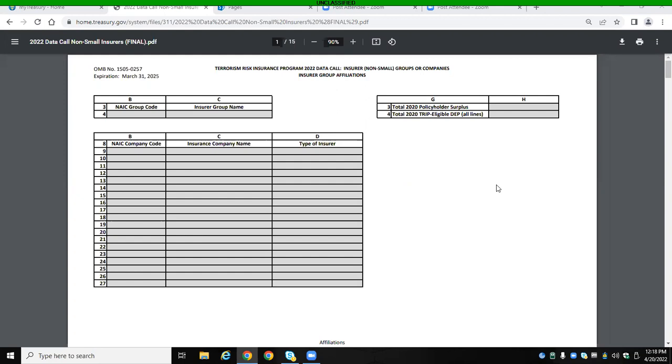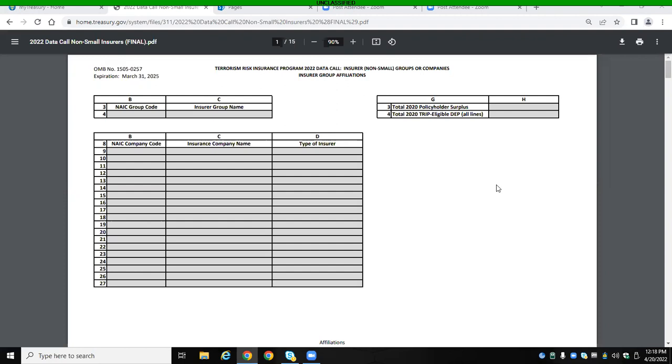Again, you are not otherwise required to complete the workers' compensation fields, which will be reported by the rating bureaus. And this is actually specified as well in the instructions document. And I'll pivot to one of those probably before the end of this call.